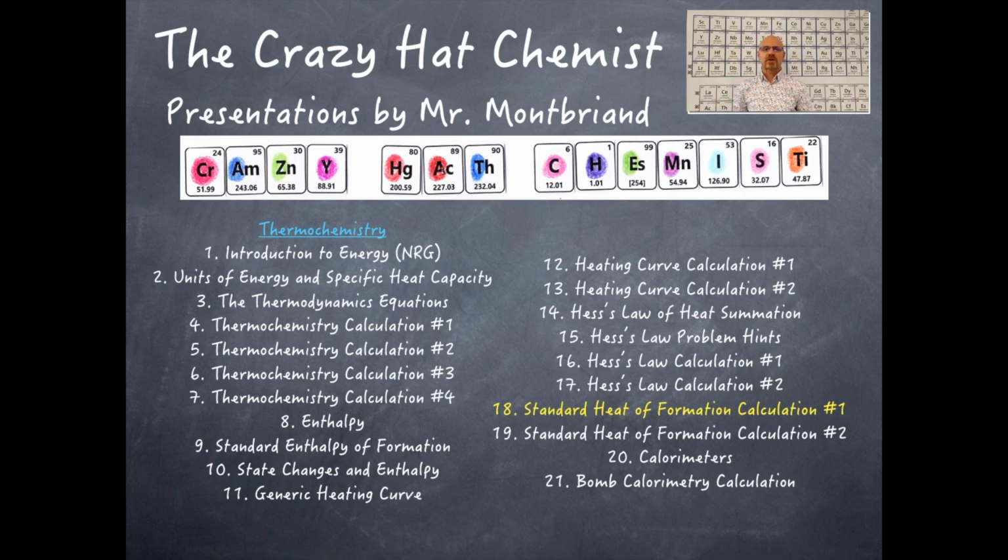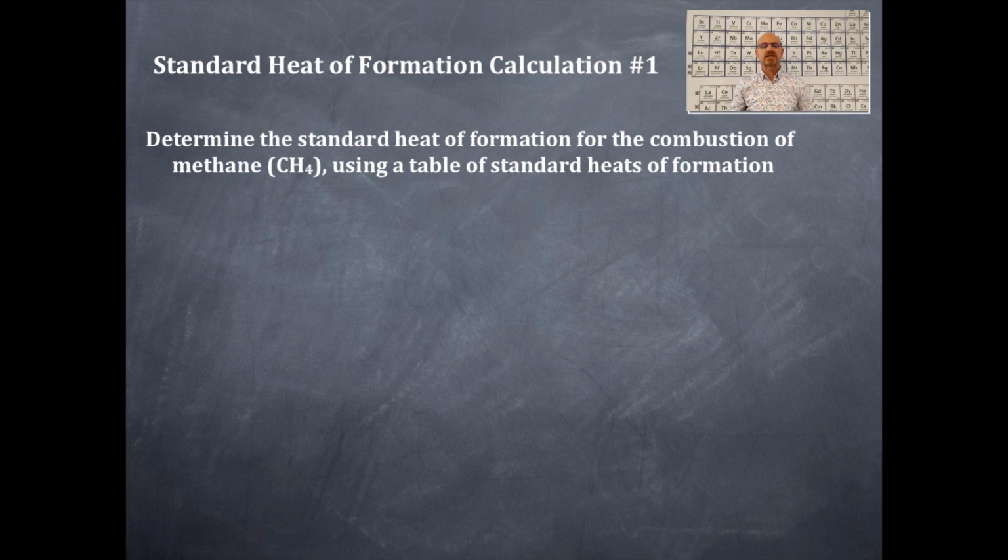So here's another video on thermochemistry. Bam! So, standard heat of formation calculation number 1. We're going to determine the standard heat of reaction for the combustion of methane, that's CH4, using a table of standard heats of formation. And that is an appendix in the back of your textbook. So the first thing that we need to do is write out the equation for the combustion of methane and then balance it.